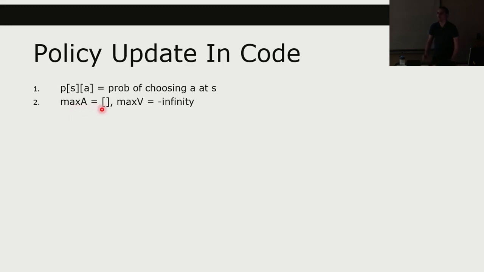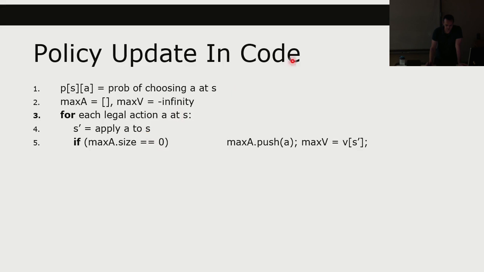And maxA, let's say we've got a bunch of, let's say up and down, both have the same maximum value. Then maxA is going to store up and down. So maxA, eventually, once we've done the algorithm, is going to store all of the actions that produce the maximum value. Then we've got maxV, which is the maximum value of any state leading from this state. So initially, if we're maximizing, this is going to be negative infinity. So for each legal action A at state S, we're going to get the next state, which is applying action A to state S.